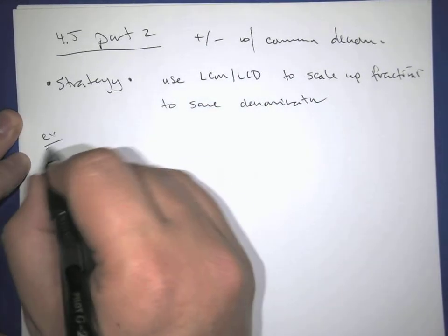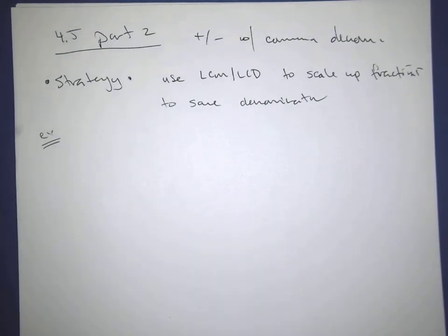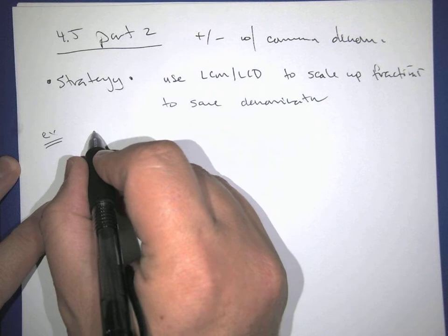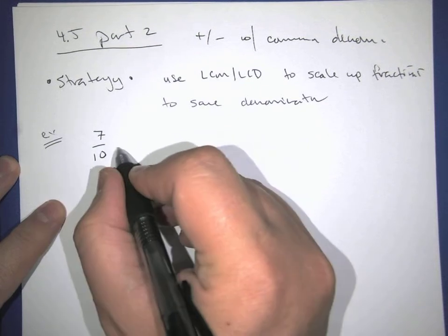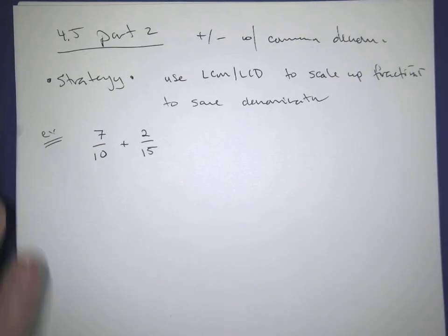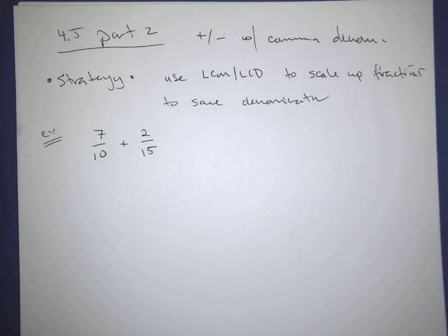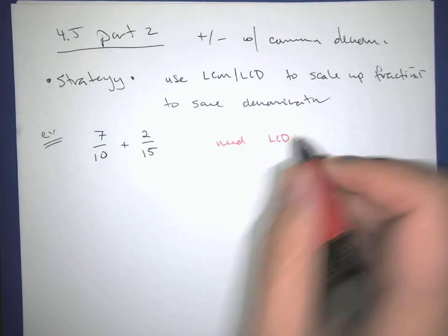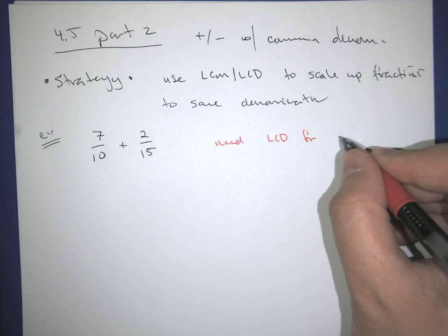So let's get some numbers down and we'll talk through it as we go. Let's say we were trying to add, let's do something like 7/10 plus 2/15 or something like that. So the first thing to notice is these are two different denominators. These are not the same, right? 10 and 15.